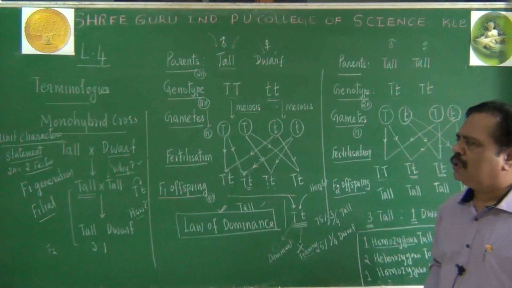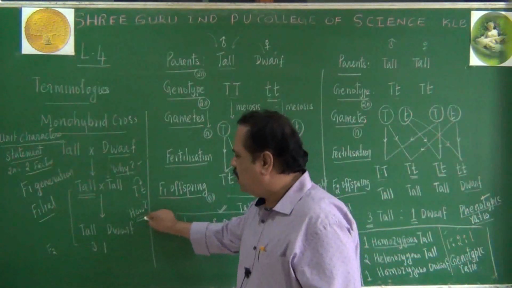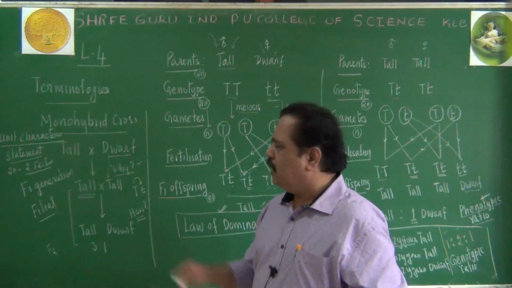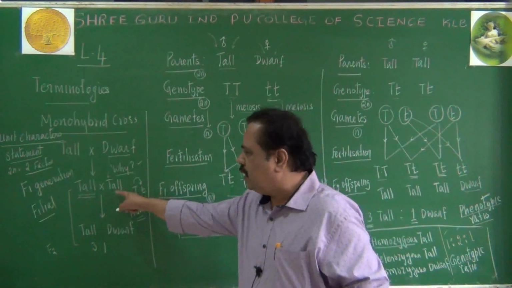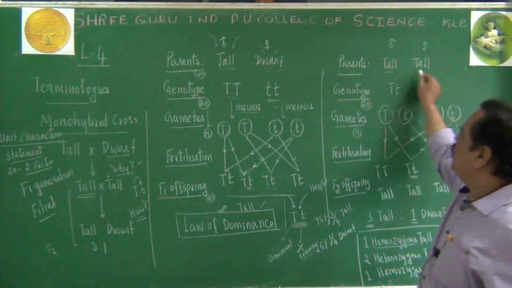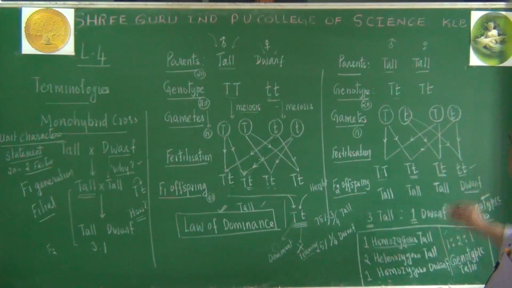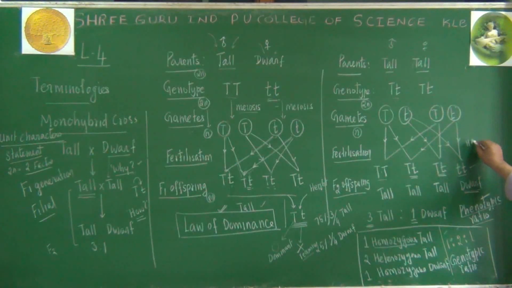Let us go to the second question. How did the dwarfness appear in the F2 generation? It was not taken as a parent. You see, here also we took both tall only. Two tall only we took. But here 25% dwarfness has been produced. How could dwarfness appear here? That is the important question.